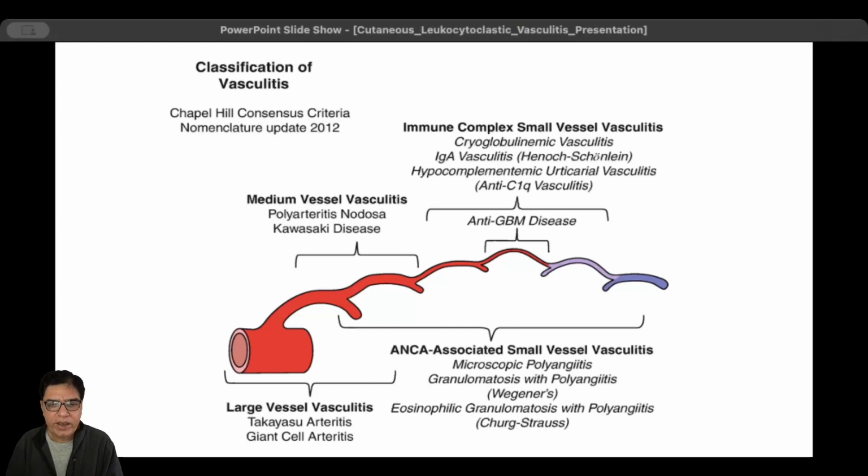So Wegener's usually involves the sinuses, the lungs, and the kidney. So basically they've got hemoptysis, epistaxis, and some renal involvement. The other one, eosinophilic granulomatosis with polyangiitis, usually presents with asthma-like symptoms. So they've got a high eosinophil count in their blood.